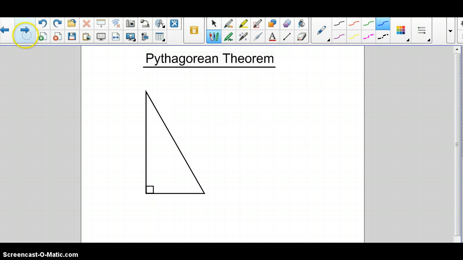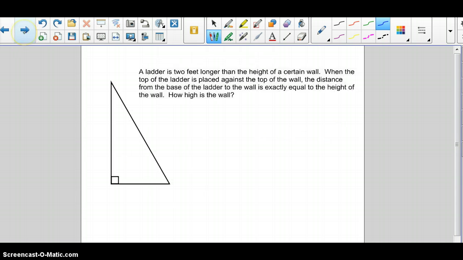Okay, we are going to look at a problem involving a triangle. So remember our Pythagorean theorem. We have a squared plus b squared equals c squared. So we will use this in our next problem. So the problem asks, a ladder is 2 feet longer than the height of a certain wall. When the top of the ladder is placed against the top of the wall, the distance from the base of the ladder to the wall is exactly equal to the height of the wall. How high is the wall?